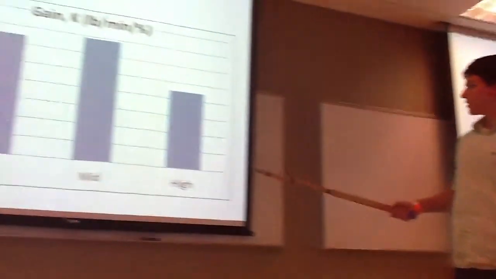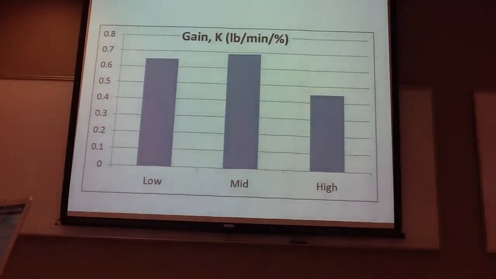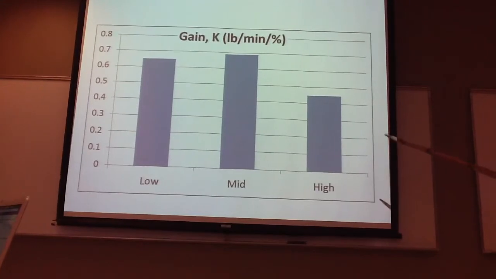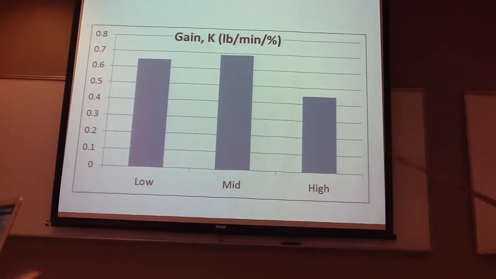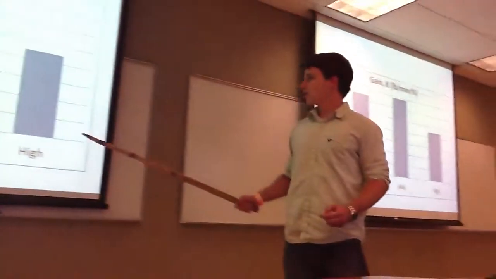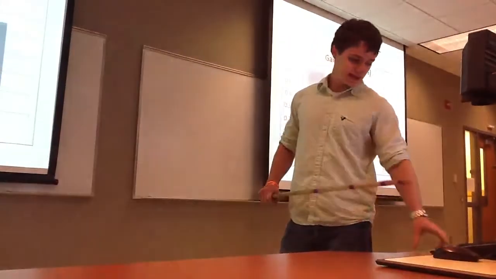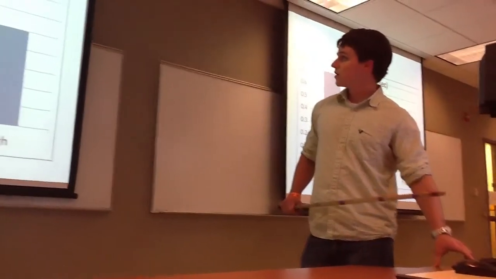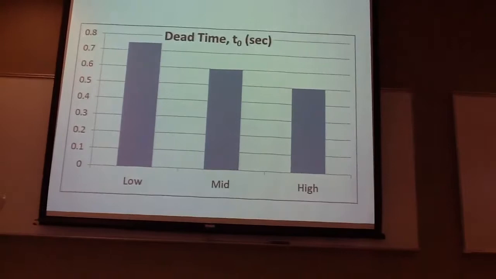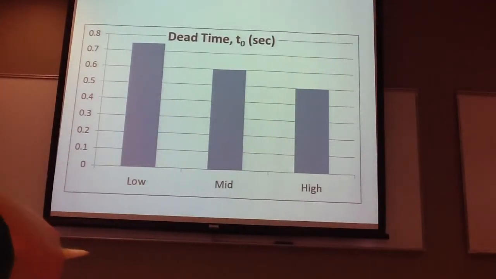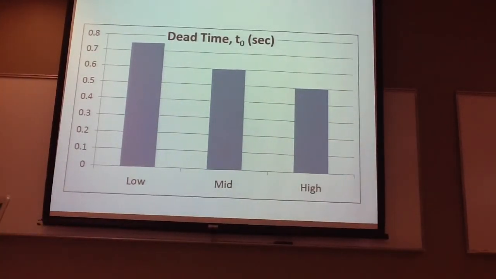These are the values for gain for the 3 different ranges, and they worked out pretty well. For the high range it was lower, but for the low and mid they were almost exactly the same. For the dead time, it got a little bit smaller as we went up in our range, but other than that, they're still pretty close. They're within 1/10 of each other.